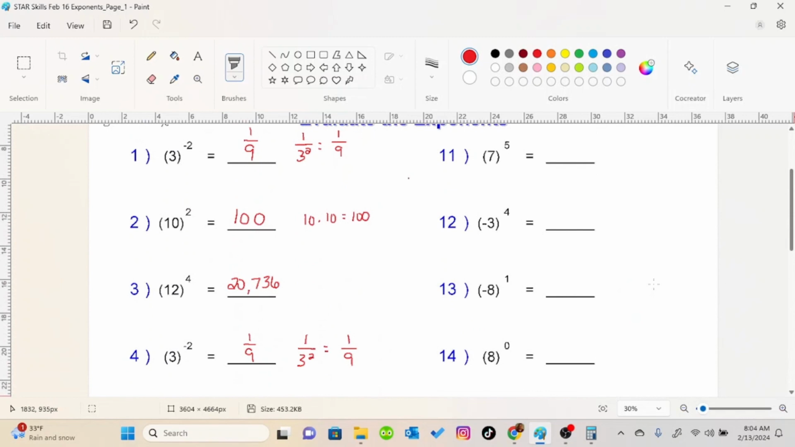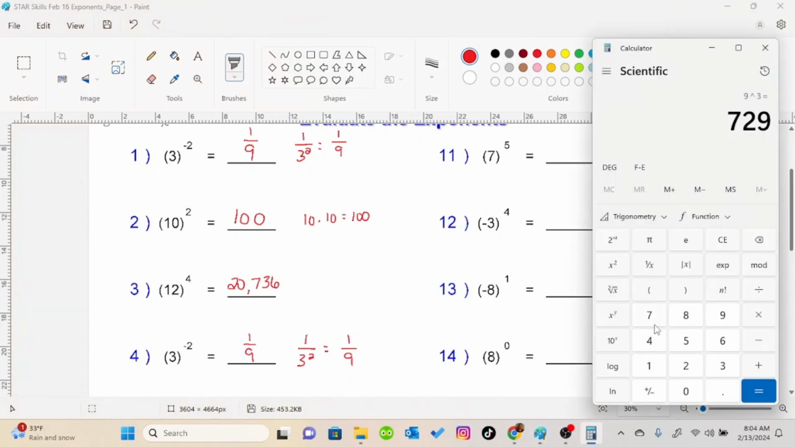Number 11. We have 7 to the power of 5. We can use a calculator for this one. 7, the x to the power of y button, 5, and our answer is 16,807.